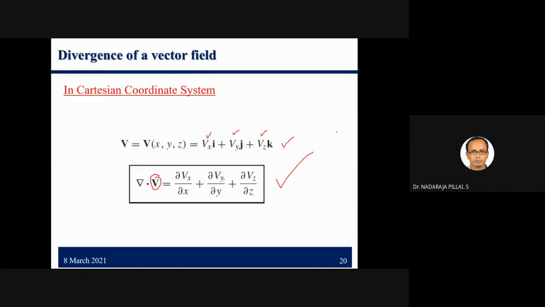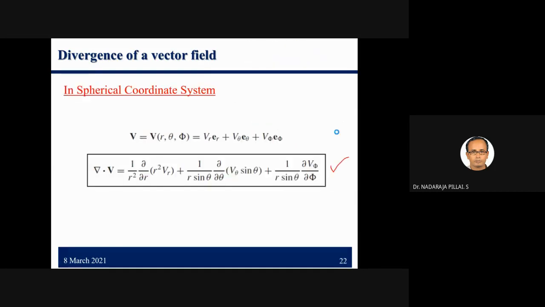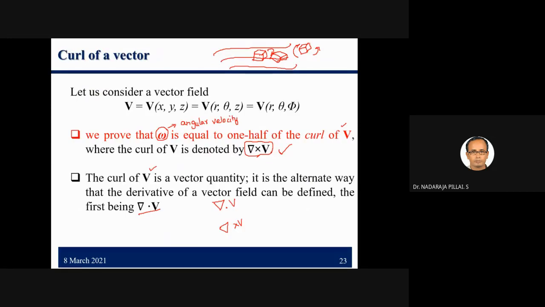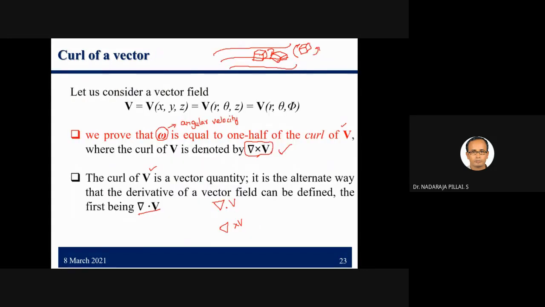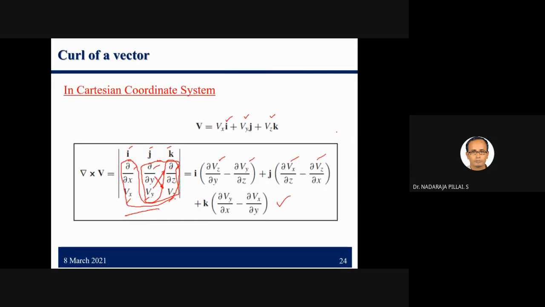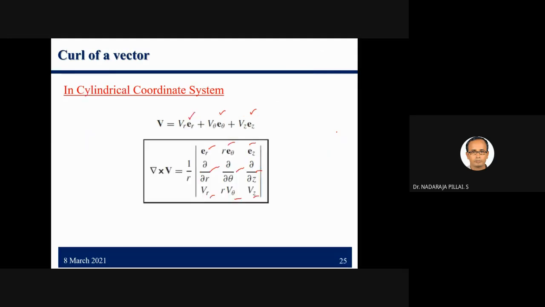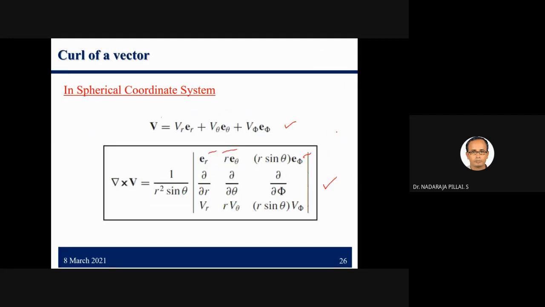However, the curl can be represented in terms of the rotation of the fluid element in terms of angular velocity. We have the discussion that omega is usually represented as 1/2 of the curl of V, which we will discuss, right? And the curl can be represented as del cross V, in the Cartesian coordinate system, cylindrical coordinate system, and spherical coordinate system.